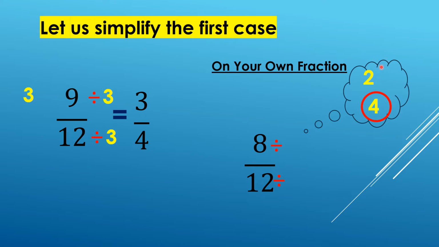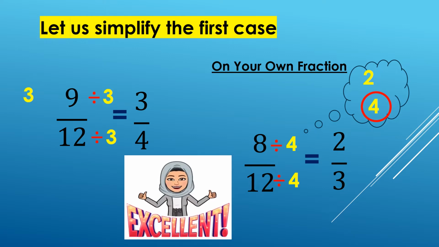Now, if you selected 2, this is not wrong. But what happens if you select 2 is that your answer will not be simple. You have to simplify it in another step. So you will take 2 steps to simplify. But if you select the bigger factor, which is 4, you will get the simple fraction from the first step. Let's try. So how much did you get? 2/3. This is the simplest fraction. Excellent, students.